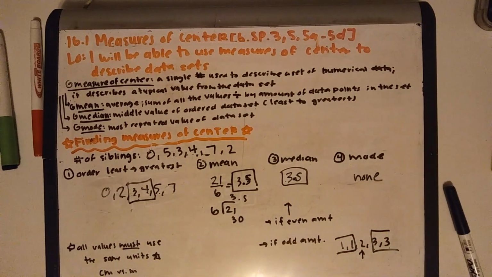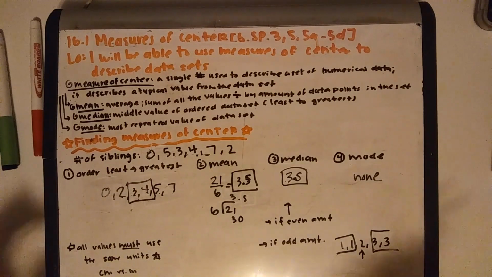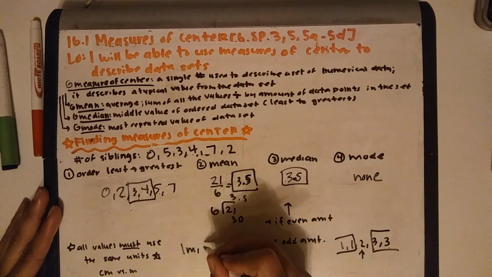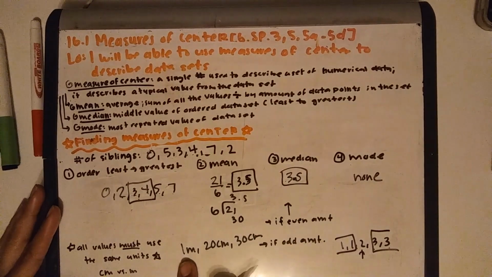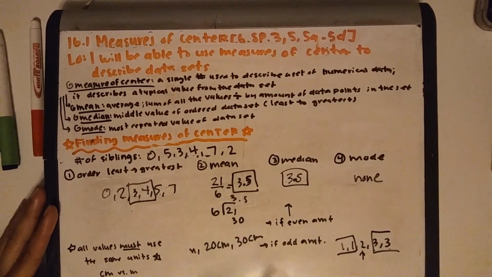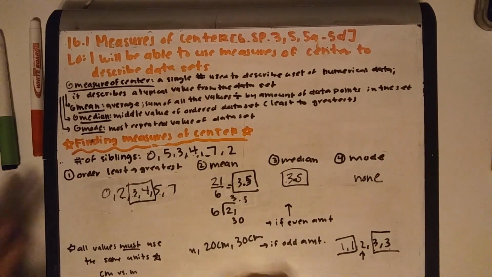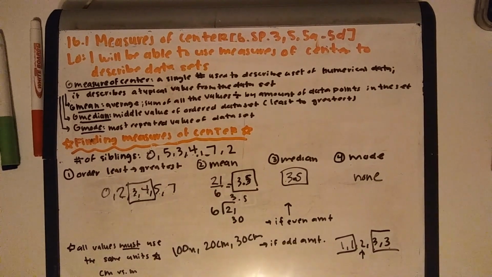Okay. And again, just another little quick note, make sure that all the units are the same. So if you're given centimeters, make sure they're all in centimeters. If not, you have to convert. So for instance, if they say something is 1 meter and the other one is 20 centimeters, and they have 30 centimeters. Well, this one is not in centimeters, so you have to change that into centimeters. And how many centimeters are there in 1 meter? 100. Now you can actually work with this one.